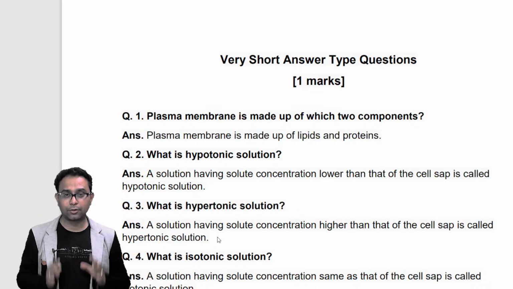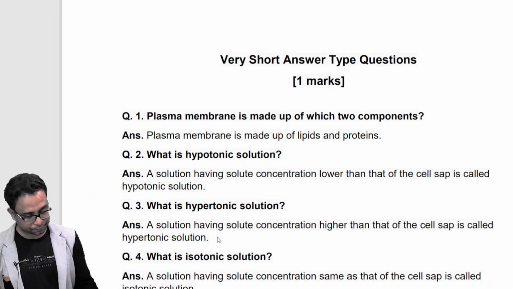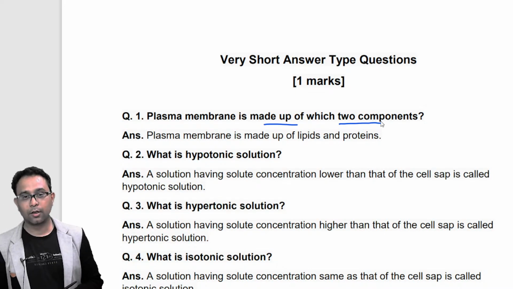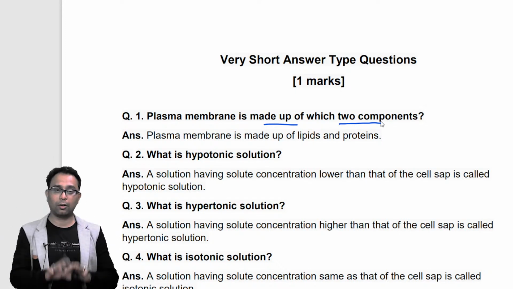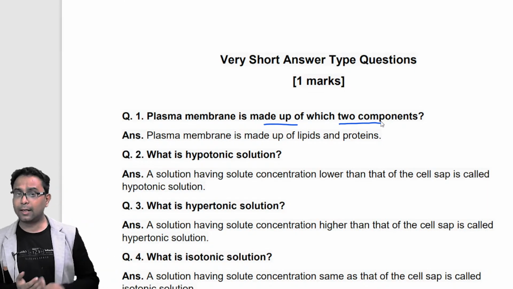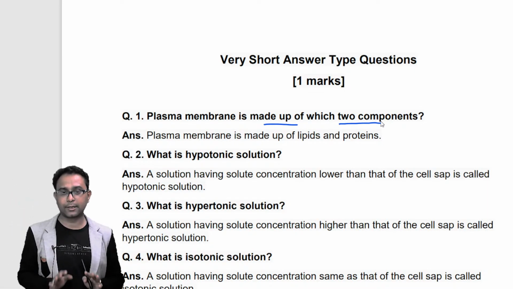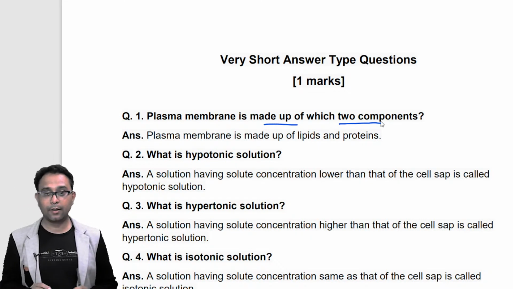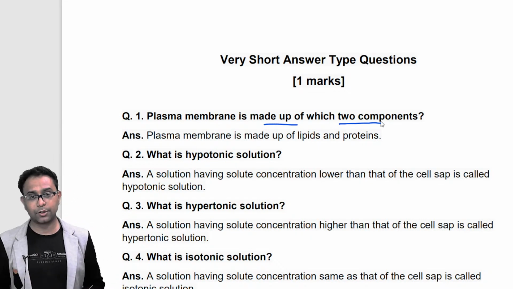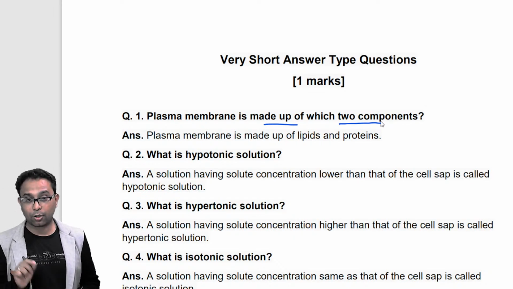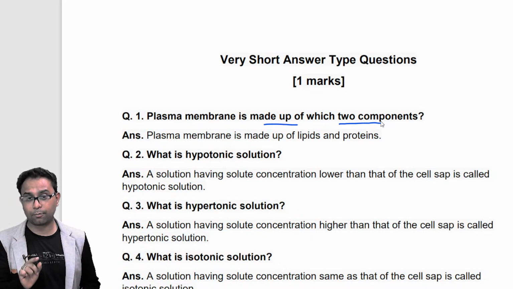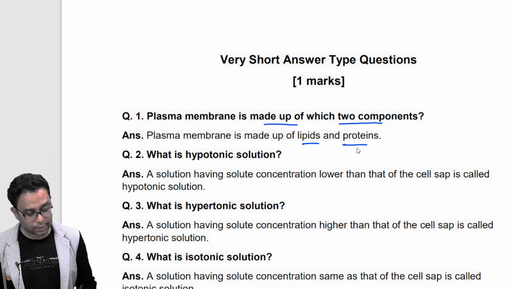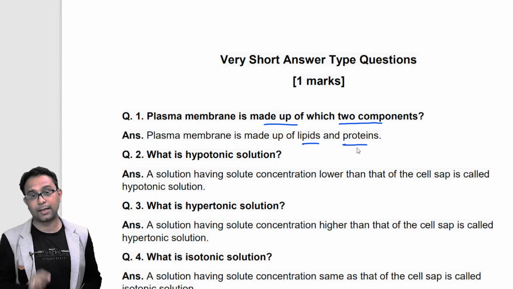So the first question, the plasma membrane. Plasma membrane is made up of which two components? You know that the plasma membrane is also called the cell membrane. It covers all cells, plant cells, animal cells. In the case of bacterial cells also they have the plasma membrane. The main chemical composition of this plasma membrane is the phospholipid, right? And then the question is the two components. So lipids and proteins are the two components present in the plasma membrane structure.